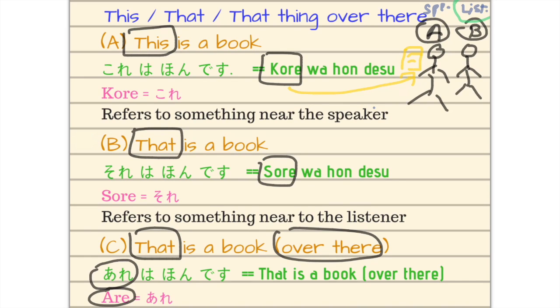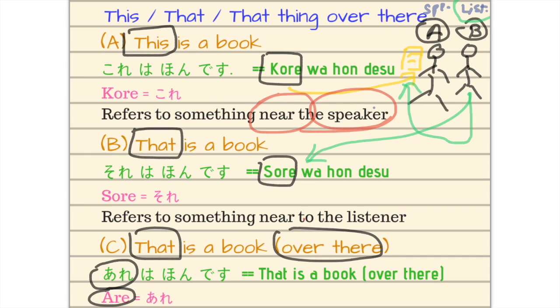Now, if the listener B wants to repeat the same sentence, he has to use the word sore. Sore wa hon desu. That is, kore means which is near to the speaker, and sore is which is far away from the speaker but near the listener.